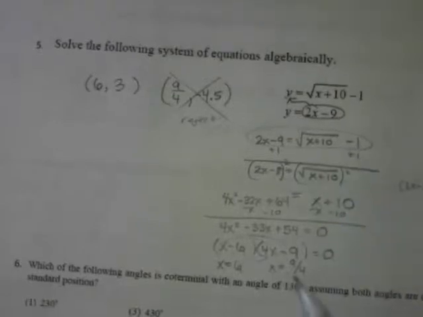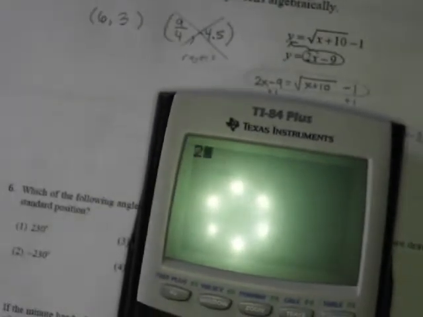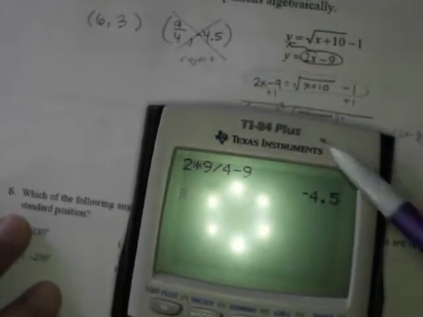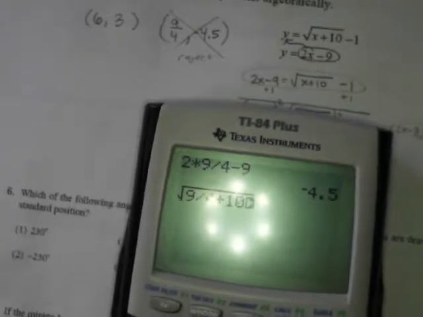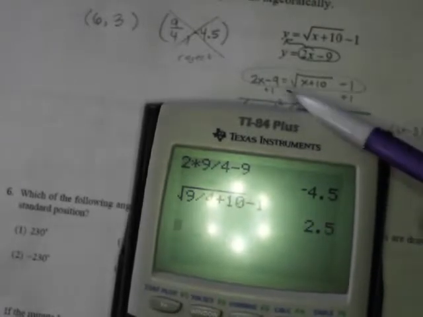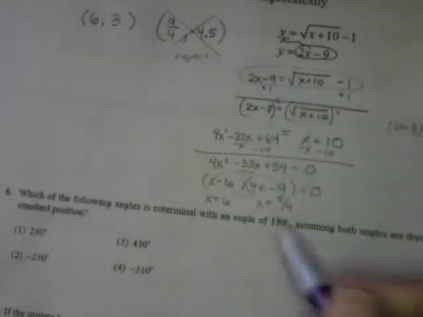So if I had plugged in 9/4 way back here, 2 times 9/4 minus 9 on the left gives me negative 4.5 on the left. And then if I plug in on the right, the square root of 9/4 plus 10 minus 1, I don't get the same thing. Do we follow? So plugging on the left, I got negative 4.5. Plugging on the right, I got 2.5. So truthfully, we should have rejected that way down here.